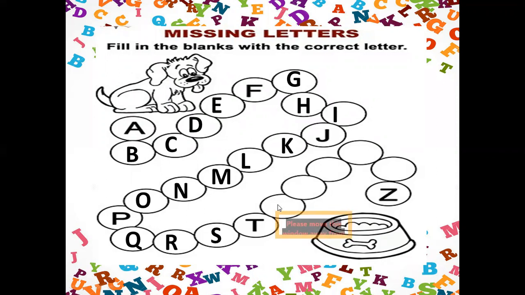How many letters are missing? One, two, three, four, five. Again we have five missing letters. So let's fill them. What will come after T? It is the letter U. The next letter after T is U.